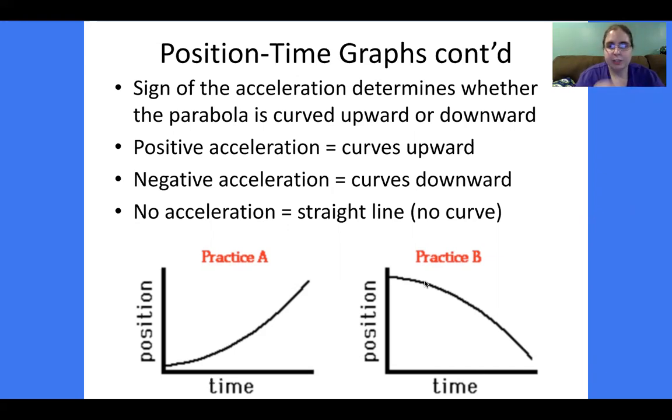And if you see a straight line, that means that there is no change in the velocity. So if there's no curve, if it's just a straight line, then that means that they have a constant velocity, which means there's no change in the velocity, which means there's no acceleration.